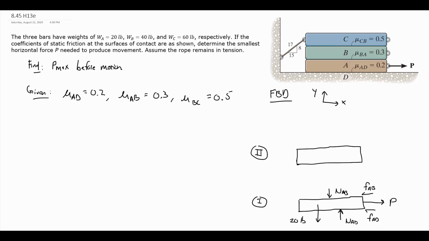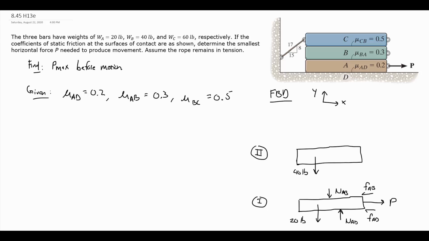All right, so picture 2 is going to be of bar B. Let's see what forces are acting on this. Well, it has its own weight force, and that is 40 pounds down. And now it's going to have all of its reactions with the surfaces that it is in contact with, at the bottom bar A, and at the top bar C. So two of these are already going to be figured out.